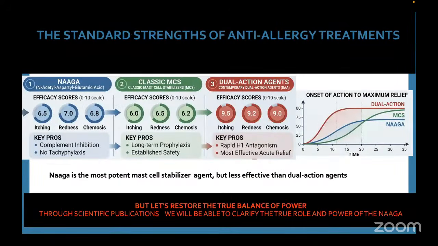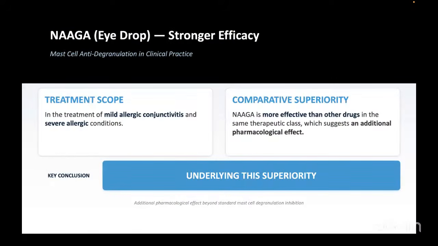When we look at the classification of anti-allergic treatments, we see that NAGA is classified as less powerful than the dual action agents. It's the first, and then we have the antihistaminics, and then the dual actions. So it's not considered very powerful, but in reality, NAGA is the most potent mast cell stabilizer agent, and we will demonstrate that it's even better than the dual action molecules.